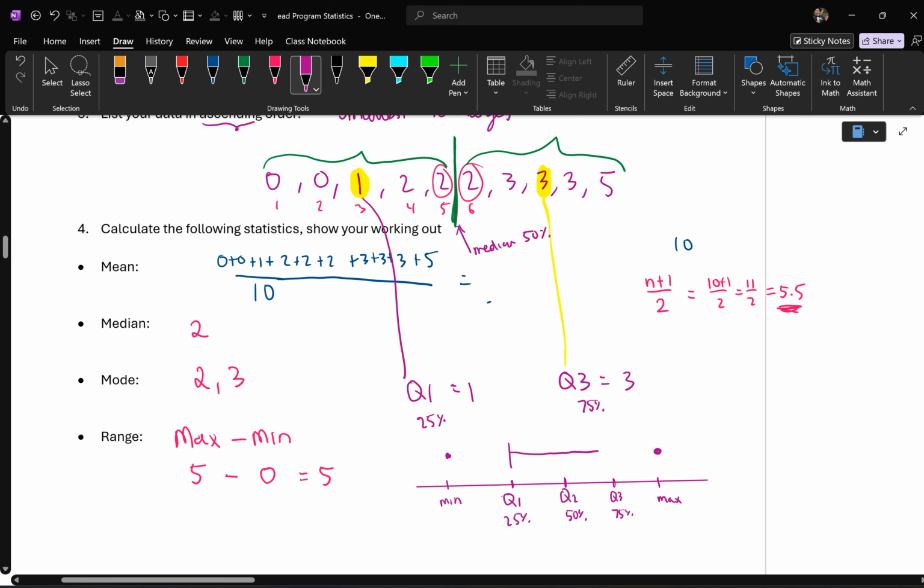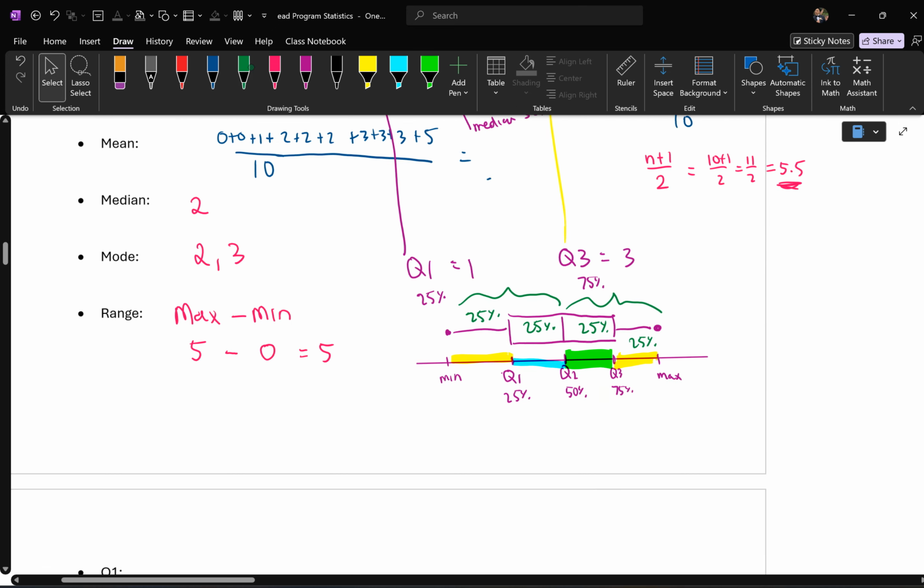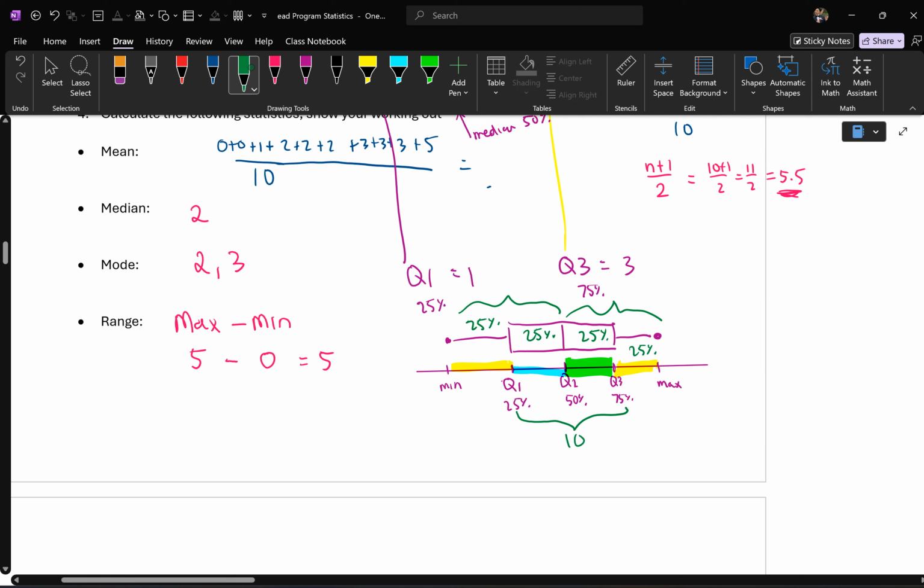So if you put it all together, that gives you your quarters. Can you see that? From here to here is 25%. I'll do it in green, so 25% there. And then from Q1 to Q2 is another 25%. So 25 plus 25 now gives you 50%. So half the data is there. And then you do it again, 25% from Q2 to Q3, and then the last 25% over here. That adds up to another 50%, so hence you get 100%. Okay, so this distance from Q1 to Q3 is what we call the IQR.